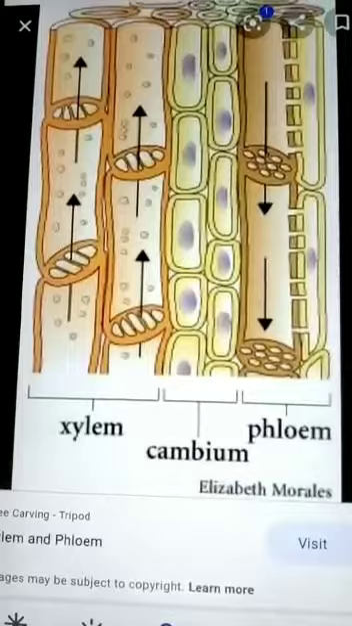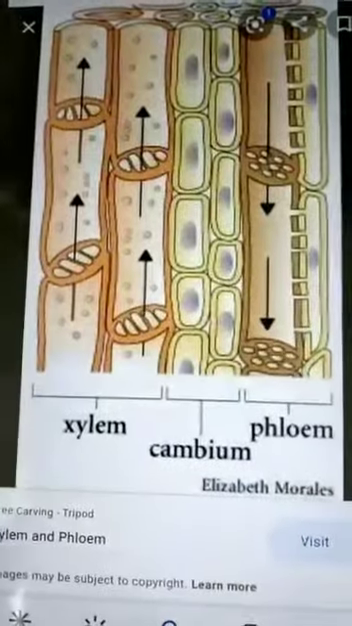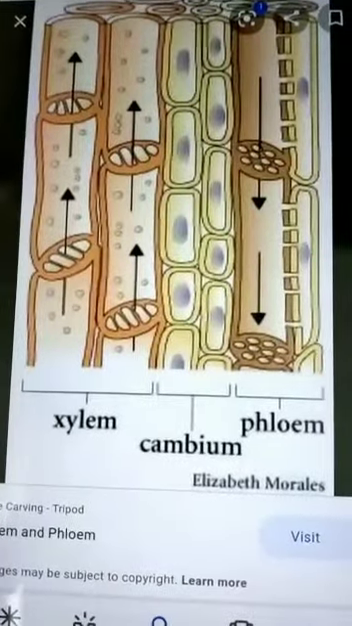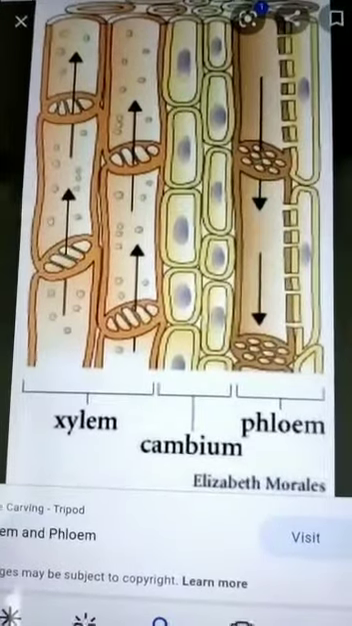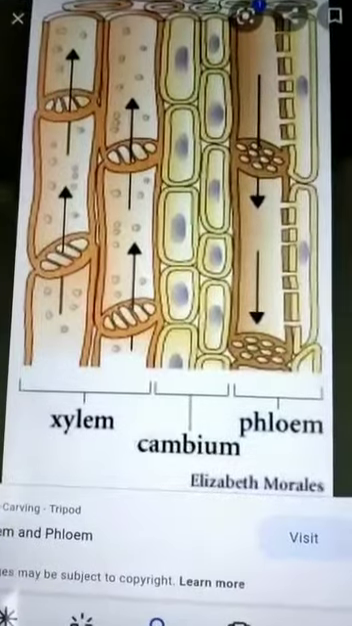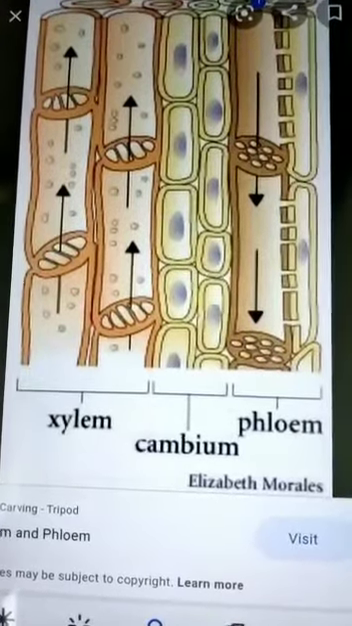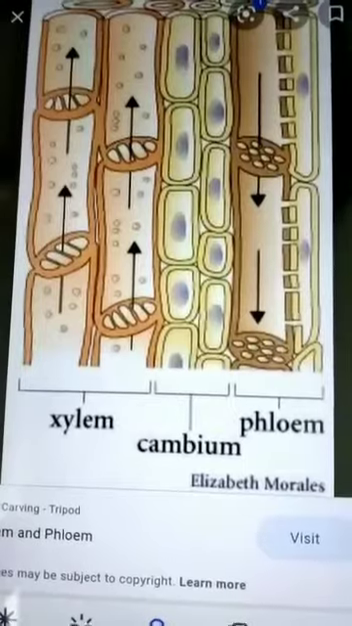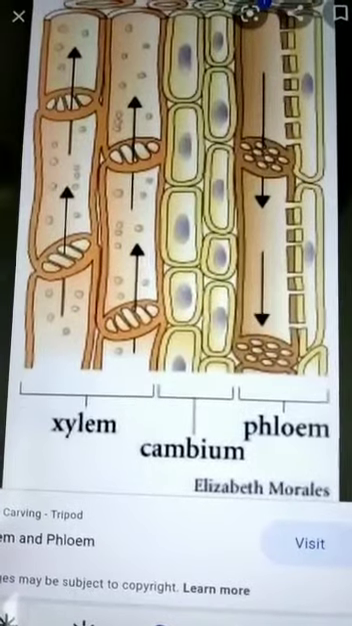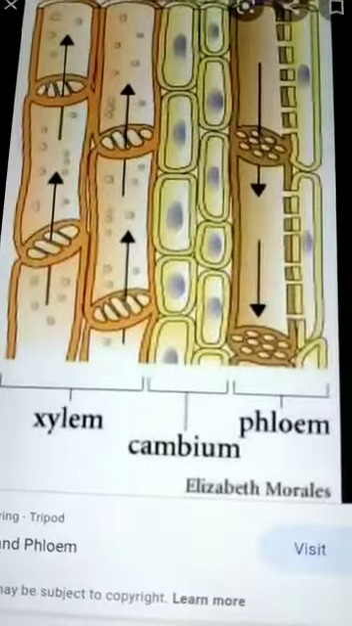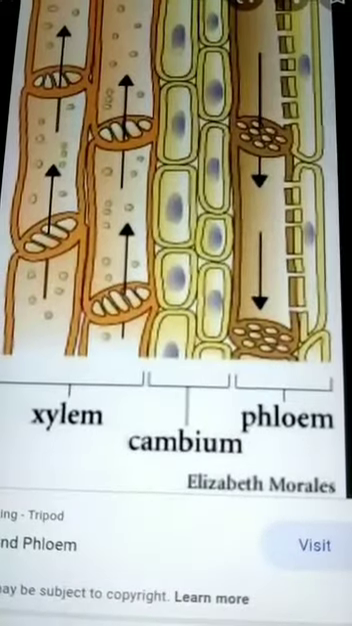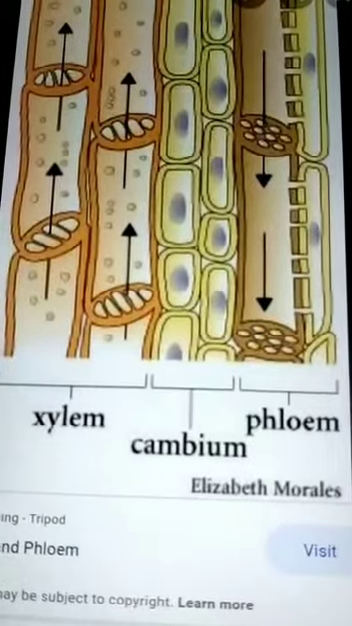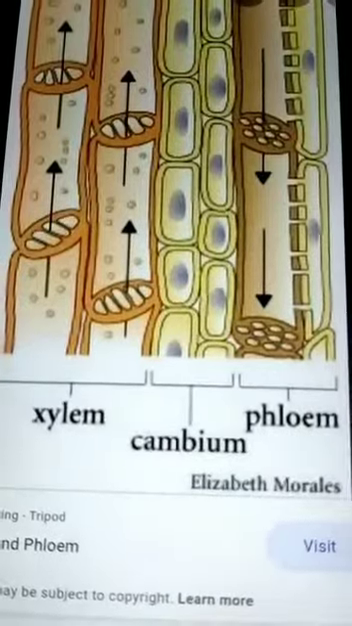And in phloem, we can see the arrows are in the downward direction. Why? Because it transports the synthesized food from the leaves to the different parts of the plant, even to the roots. So that is why the arrows are in the downward direction. And we can see cambium in between, which is separating the xylem and phloem, and which is actually responsible for the secondary growth of the plant, that is the girth or the diameter of the plant.